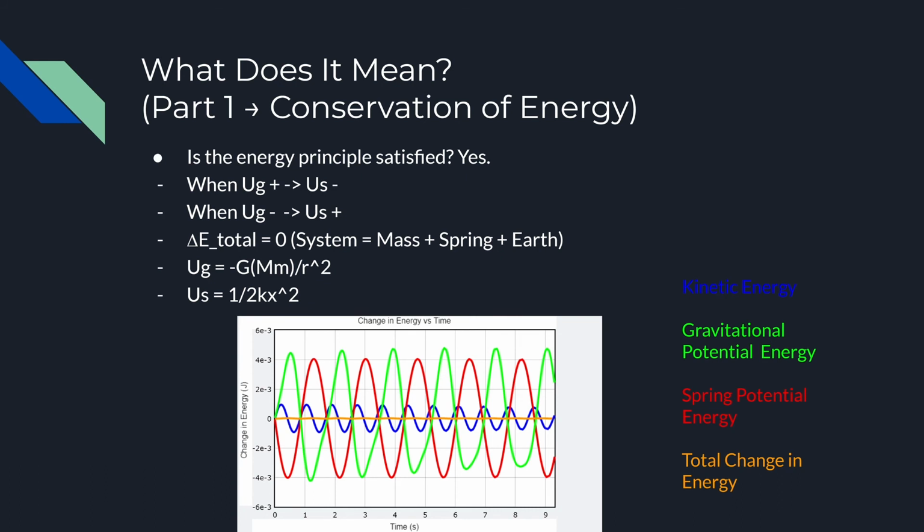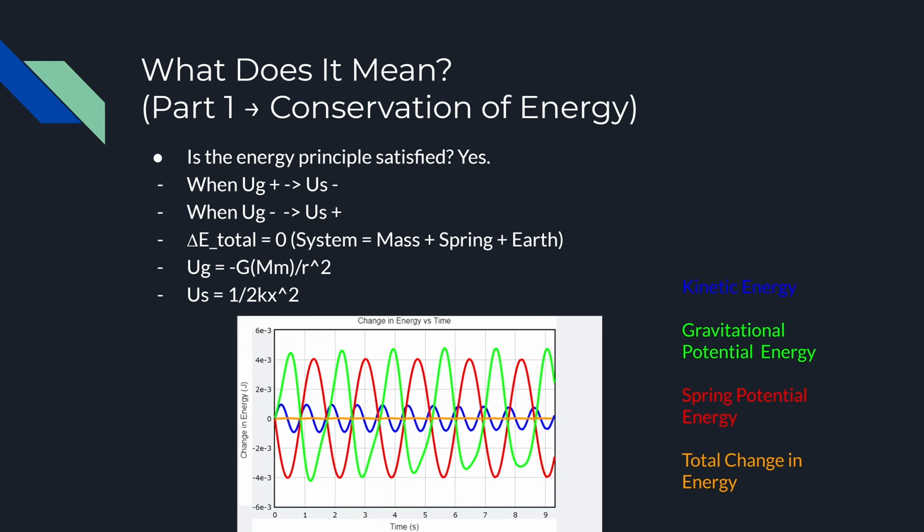So what does it mean? For part one, in terms of the conservation of energy, especially for the computational model, is the energy principle satisfied? Yes, it is. And the reason for this is that the change in total energy is 0. And this can be explained through the potential energy. When it's positive for gravitational, it is negative for the spring, and vice versa.